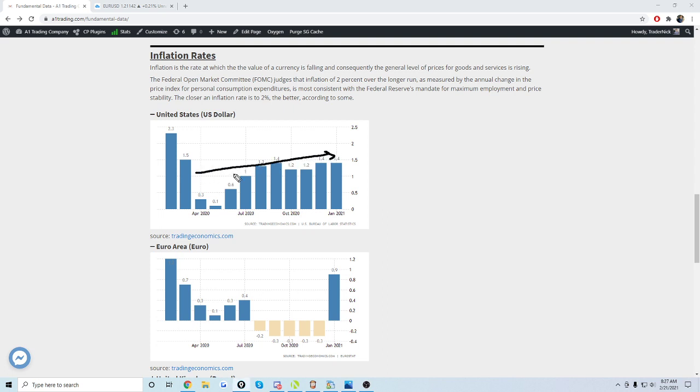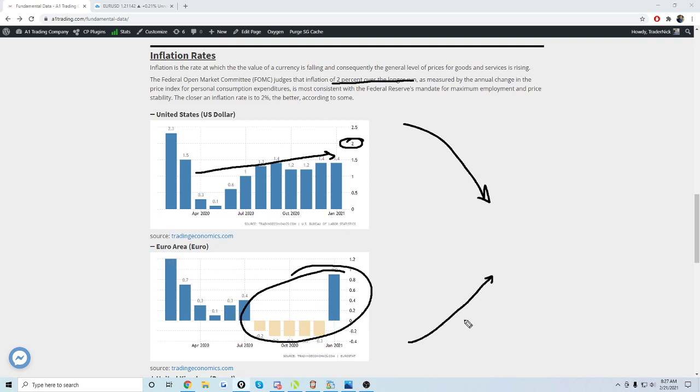It's kind of at around that 1.3 to 1.4. 2 is considered optimal, right? You can read about this if you want when you're on the website. But you can see that the euro has had deflation for a while and is now starting to get positive. But the overall idea is that the US dollar has more inflation going on, which makes sense to cause the US dollar to go down, whereas deflation causes the currency to become more expensive.